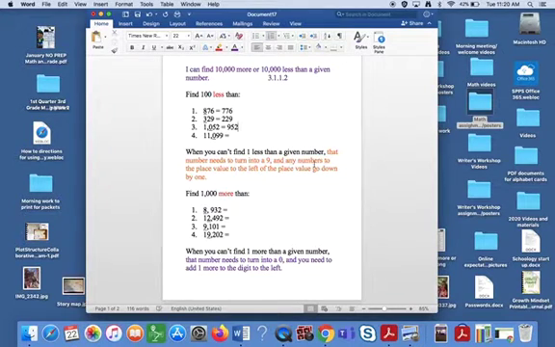Then any number in the place value to the left goes down by 1. So I had a 1 right here, and that's going to turn into a 0. So 100 less than 1,052 turns into 952, because you want to think about it as subtracting 100 from that number.